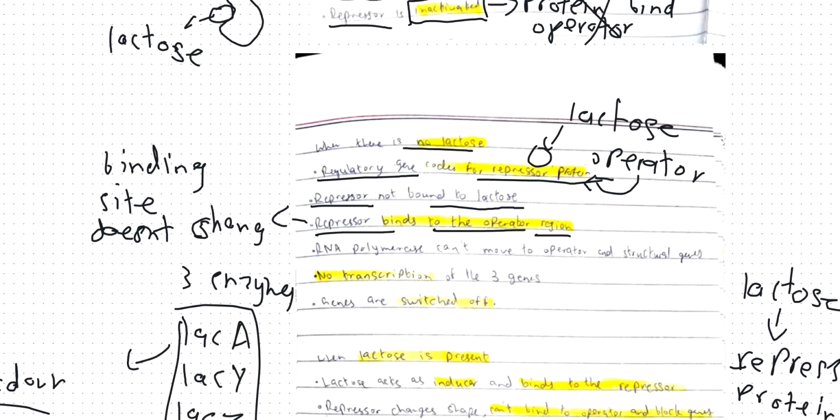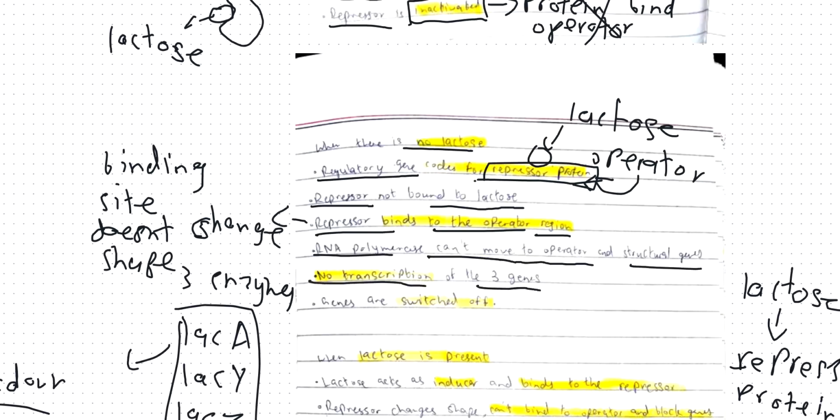And so the operator is now bound to the repressor protein, and RNA polymerase can't move to the operator and structural genes. So there is no transcription of all these three genes. So the genes are switched off. The regulatory gene is coded for, and so these prevent the transcription of these three genes.